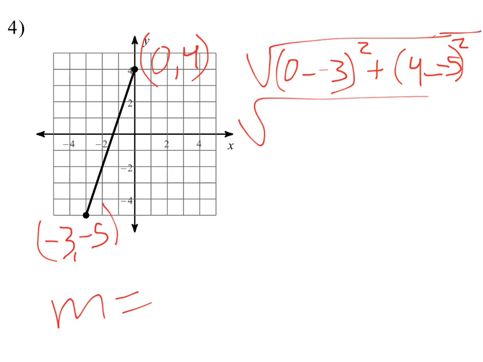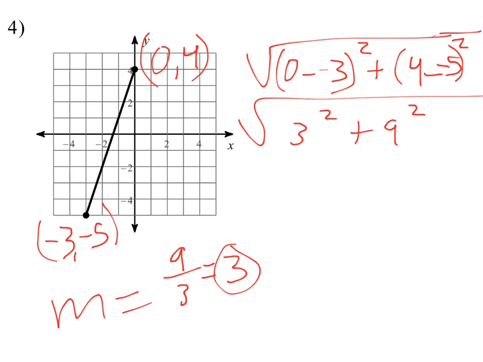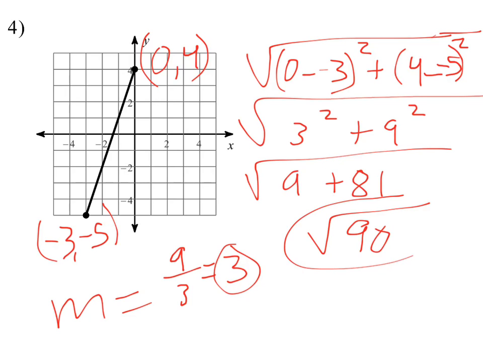Anyway, that's going to give you 3 squared. And then 4 minus -5 is 9. And you square those. The 9 is the rise, the 3 is the run, and when you simplify that down, you get a slope of 3. When you square 3, you get 9. And when you square 9, you get 81. If you add those together, you get 90. So we're looking at the square root of 90.